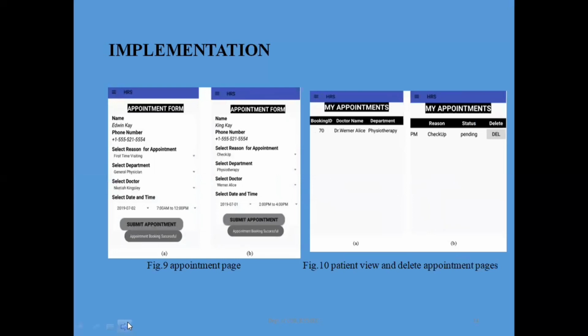When a patient is ready, he or she selects the reason for appointment booking, department, name of the doctor in that specific department, and available date and time slots from spinners available in the appointment form, as shown in Figure 9. A click on a specific department shows doctors available in that department, and a click on a doctor's name shows his or her available time slots and date. The patient then clicks on the button labeled Submit Appointment to book the appointment.